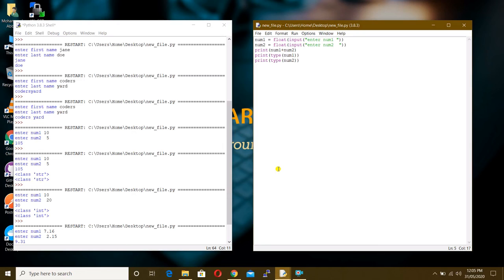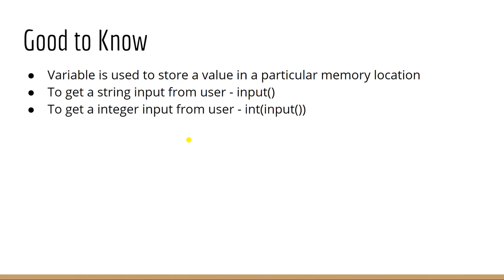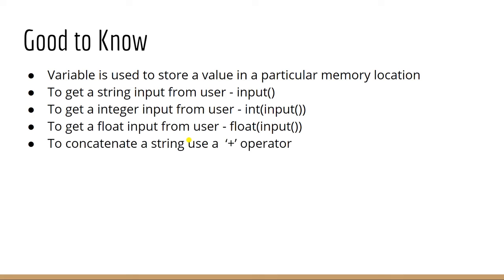So that's all, friends. Let us see some takeaways for this session. There are some important things to note. You use a variable to store a value in a particular memory location. To get a string input, you use the input function. To get the integer input, we use the int of input function. And to get the float input, we use the float of input function. To concatenate strings, use a plus operator between two strings.